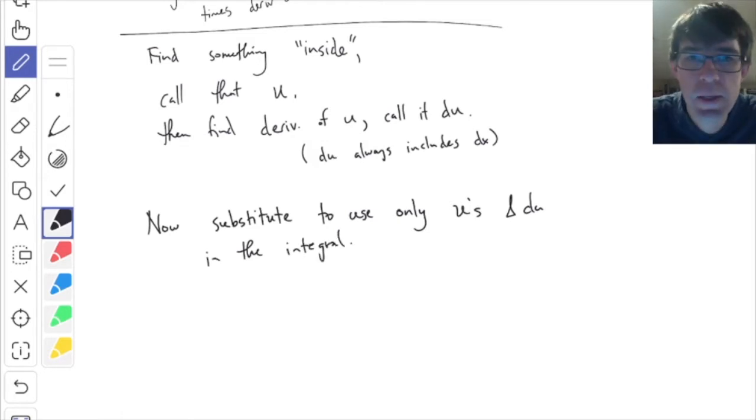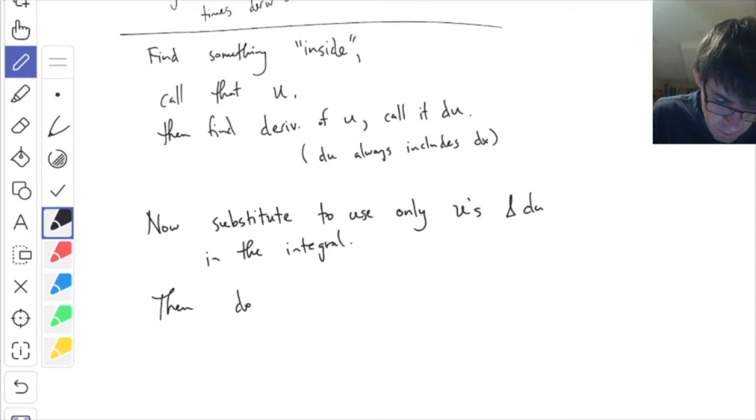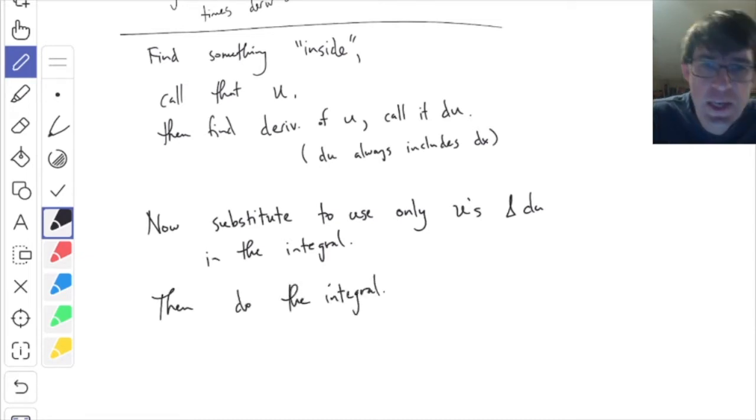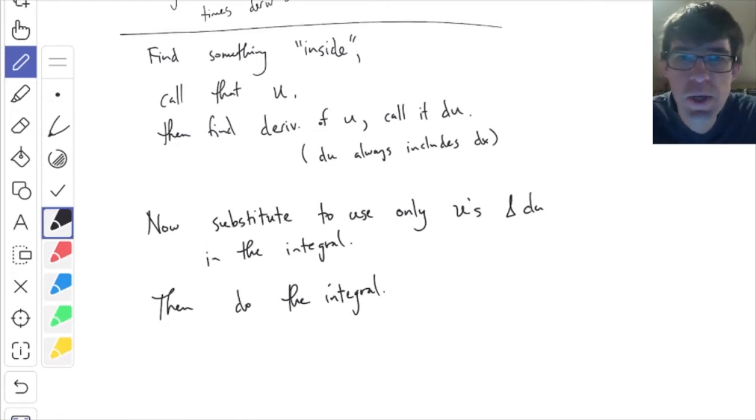All right. And then finally, once you've substituted away all the x's and changed everything into u's, you can just do the integral. And hopefully at that point the integral will be simpler to do. This is the general procedure. So I'll say then do the integral. Once you've changed all the x's into u's, you can do the integral without any trouble.